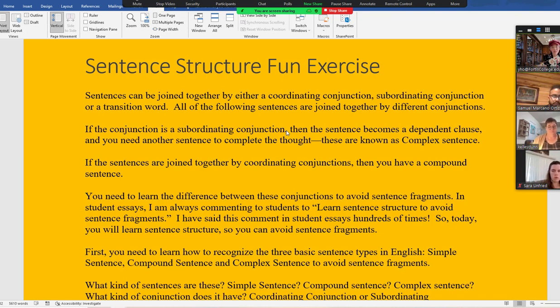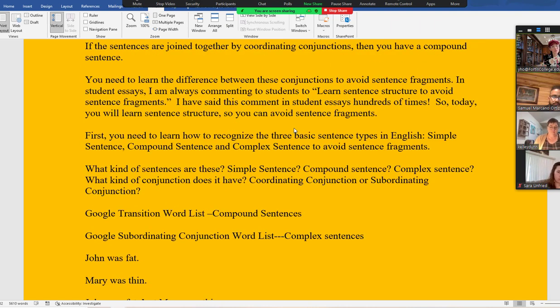In student essays, I'm always commenting to students that they need to learn sentence structure to avoid sentence fragments. And I've said this thousands of times. In English, you have three basic sentence types: the simple sentence, the compound sentence, and the complex sentence. You also have the compound-complex sentence, in other words, when you combine the compound sentence and the complex sentence into one sentence. That fourth kind, which I'm going to cover in week 12, is not going to be on your quiz.